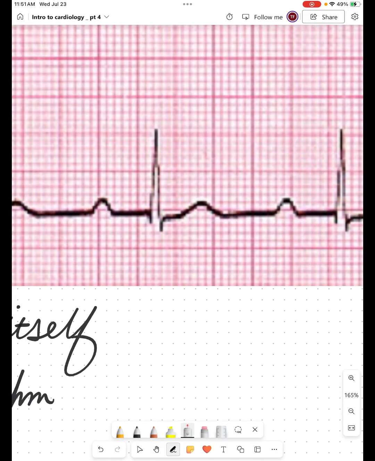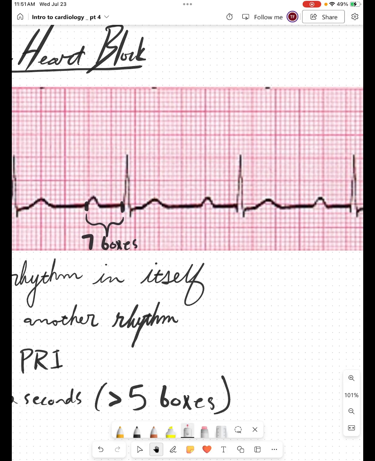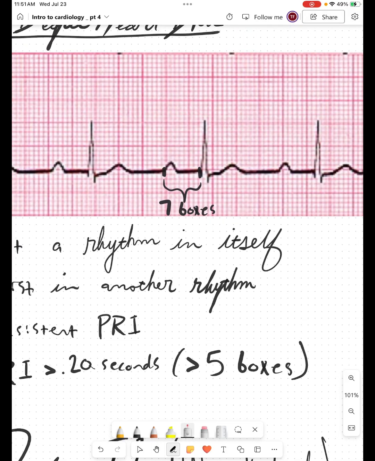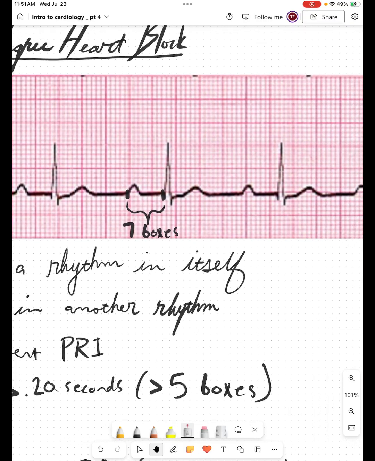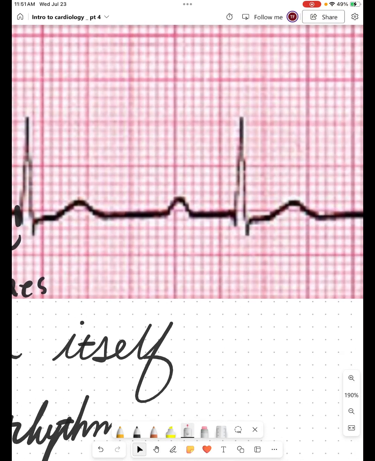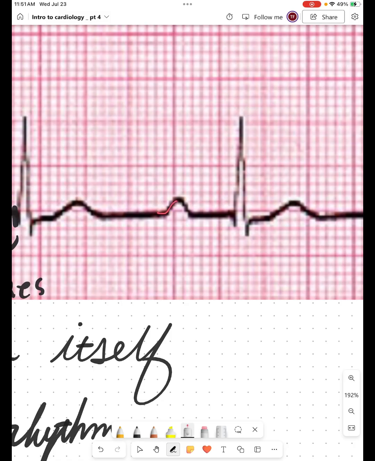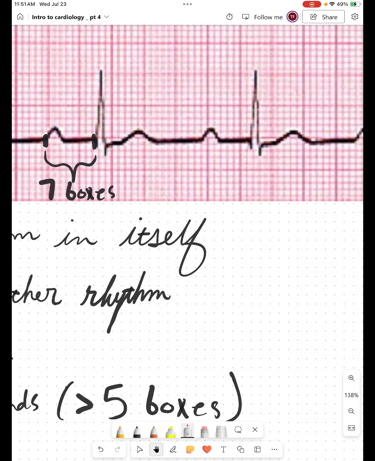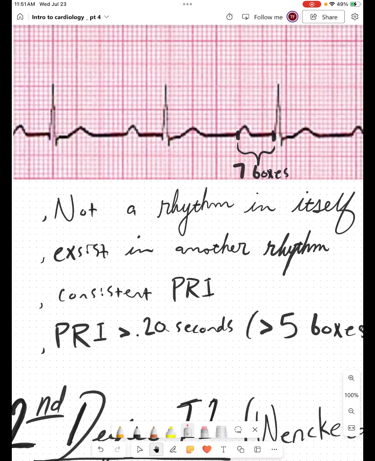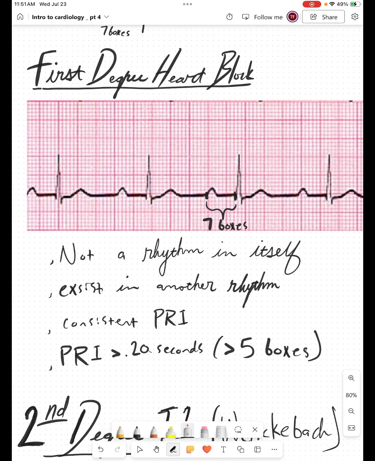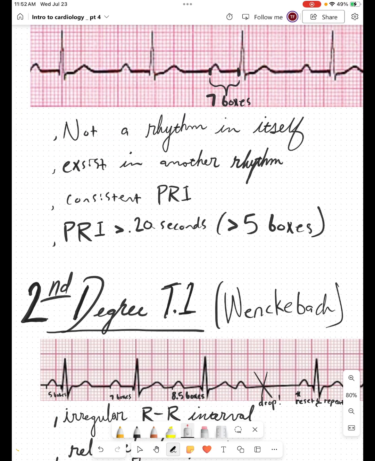So as you can see here, we have a pretty consistent PRI and it is long, and it exists inside of another rhythm. This is a sinus rhythm. I can tell that because the P waves are round, relatively upright, and consistent. And so that's our first heart block. You have learned your first heart block, which is your first degree heart block. Let's move on down to our second degree.